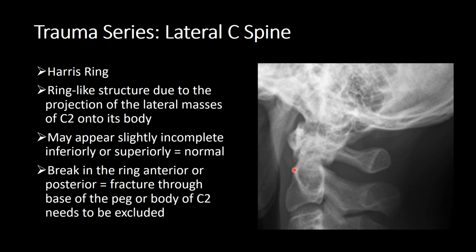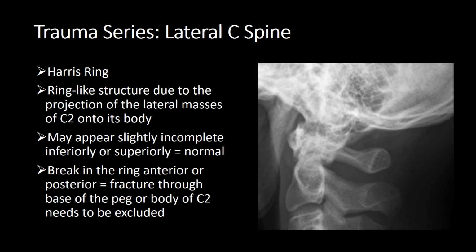The Harris ring is a ring-like structure due to the projection of the lateral masses of C2 onto the body. Now, as with this particular image, it may appear slightly incomplete inferiorly or superiorly, and that's okay, that's normal. But if there is any disruption to the ring anteriorly or posteriorly, you need to exclude a fracture through the body of C2 or the peg.